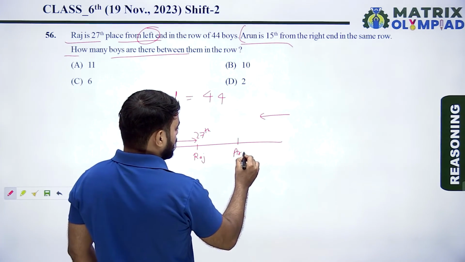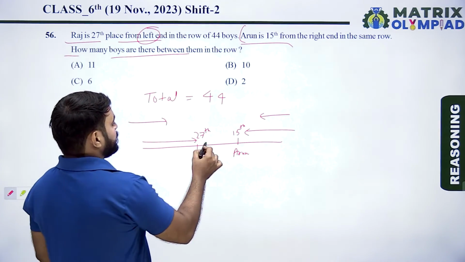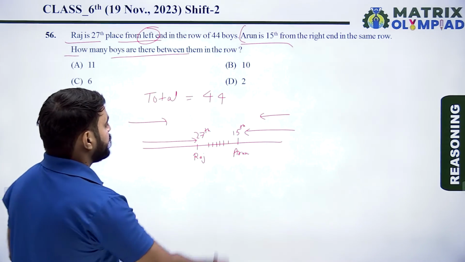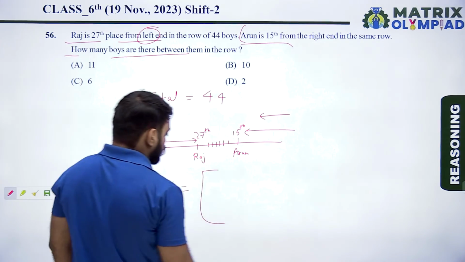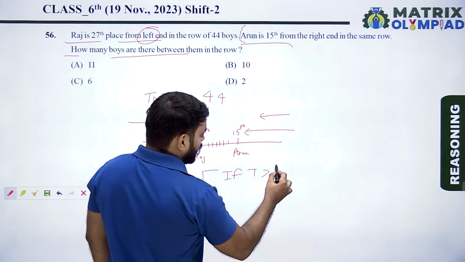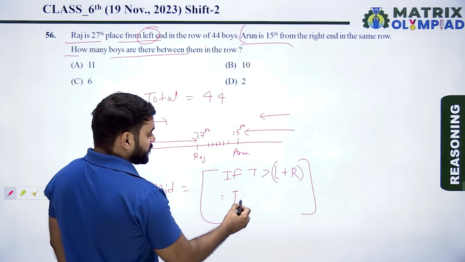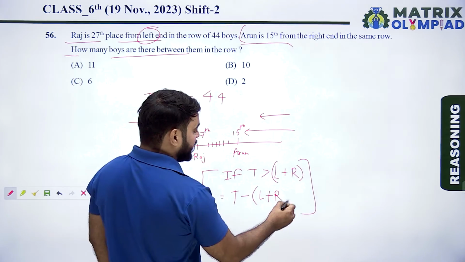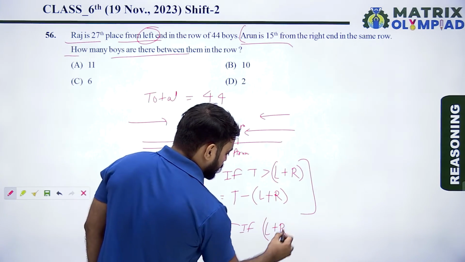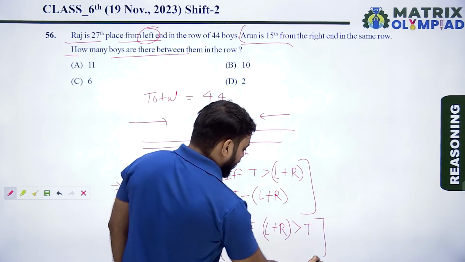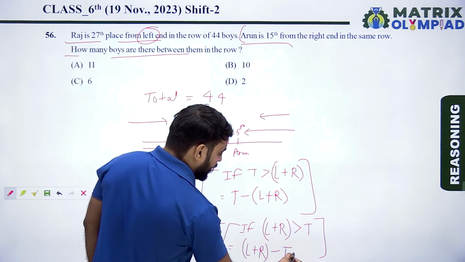And position of Arun from the right is 15 in the same row. Now, how many boys are there between them, between Raj and Arun? So find the number of mid person between Raj and Arun. There are two conditions. If total is greater than left position of the first person plus right position of the second person, then number of mid person is equals to total minus left position of the first person plus right position of the second person. And if left position of the first person plus right position of the second person is greater than total, then number of mid person is equals to left position of first person plus right position of second person minus total minus 2.